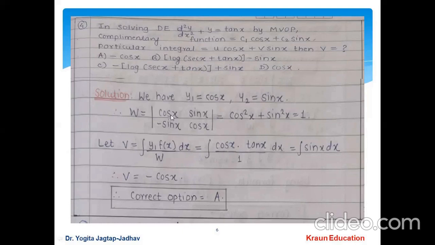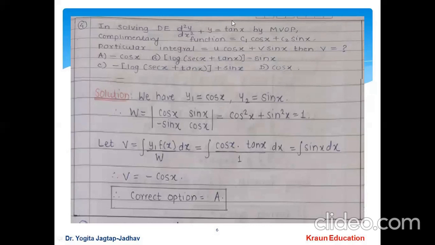Now taking cross multiplication, we have cos x into cos x is cos square of x, minus of minus becomes plus sin square of x, and using this trigonometric identity, we can write this term as equal to 1. Therefore, W equals 1. Now to find out the value of V, we have a formula V equal to integration of y1 f of x upon W dx. Here the value of y1 is what? It is equal to cos x.